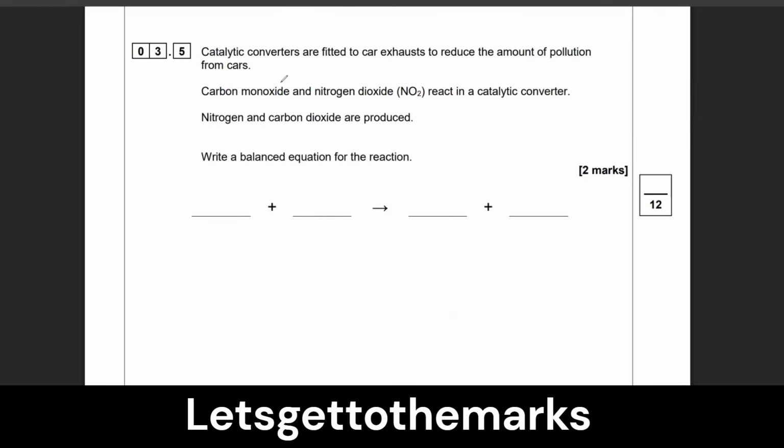So carbon monoxide and nitrogen dioxide react. The reactants are over here. Carbon monoxide, that's the formula for carbon monoxide. And they've given us the formula for the nitrogen dioxide. Okay, so they gave us the reactants. It's in the words. Nitrogen and carbon dioxide are produced. You all know the formula of carbon dioxide. If you don't, slap yourself in the head 3 times.